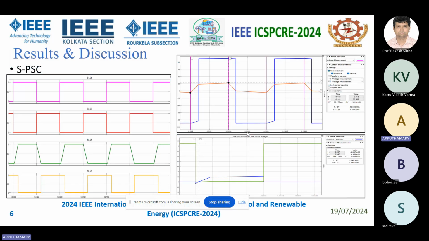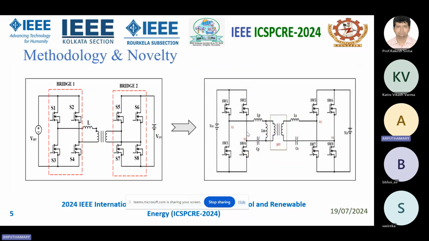So this is my modulation part. The first part is about the single phase shift. As I already told, there is the primary side bridge 1 and the secondary side bridge 2. The phase shift within bridge 1 is D1. The phase shift within bridge 2 is D2. The phase shift between bridge 1 and bridge 2 is D3.